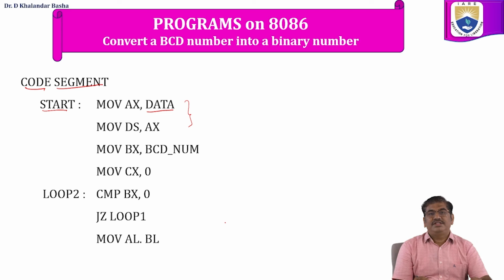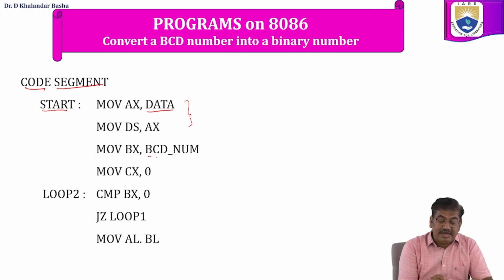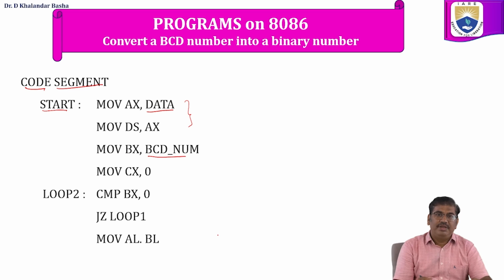Then we will fetch the BCD number, which is the input for the program which we declared under the data segment. So the BCD number will be loaded into the BX register. For every BCD number, we are going to subtract 1 repeatedly.